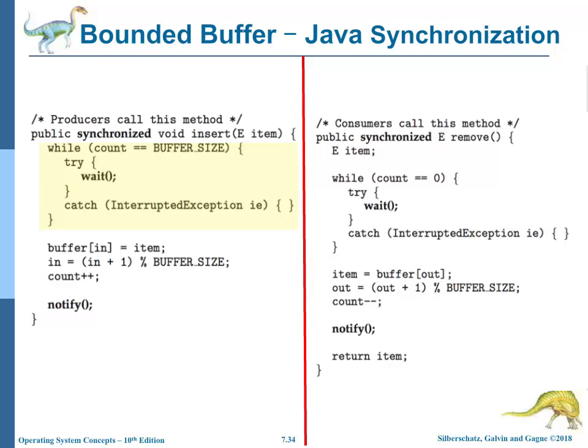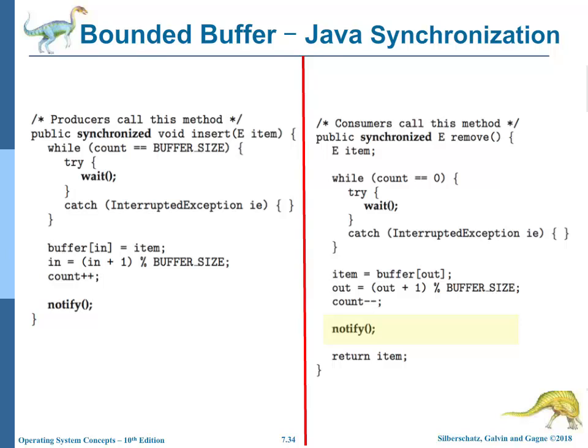So the call to wait releases the lock for the object, sets the state of the producer to blocked, and puts the producer in the wait set for the object. Now the consumer calls and enters the remove method. The lock for the object is now available, so the consumer removes an item from the buffer and calls notify. Note that the consumer still owns the lock for the object.